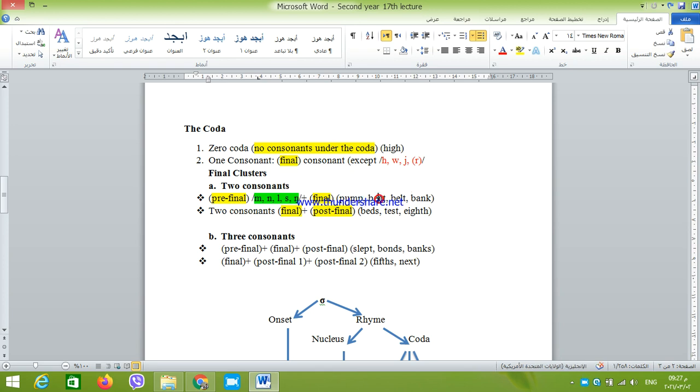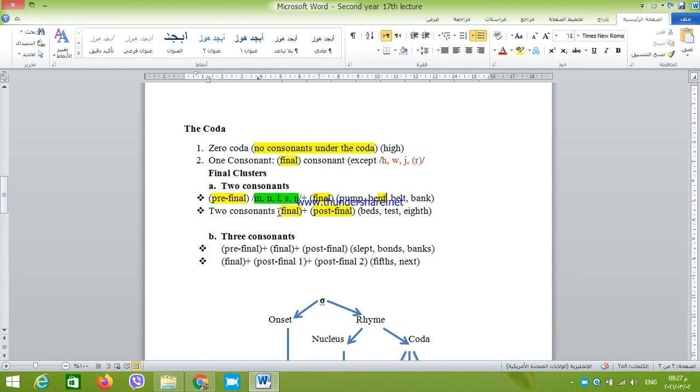Let's take another word because this is also problematic. In the word bent, we have n, t. N is pre-final, while t is final. Okay? Pre-final m, n, l, s, and final: most consonants can come here in this position.